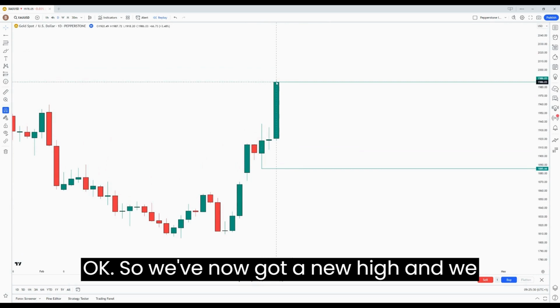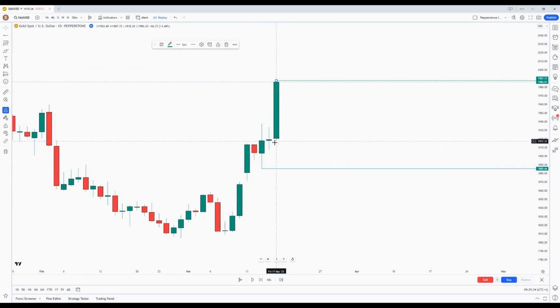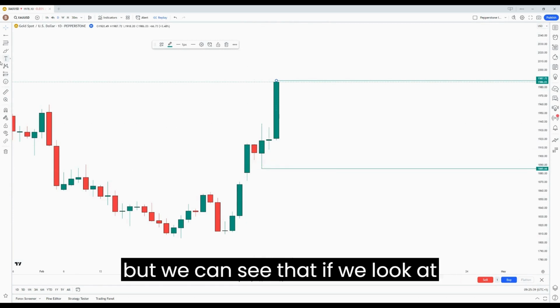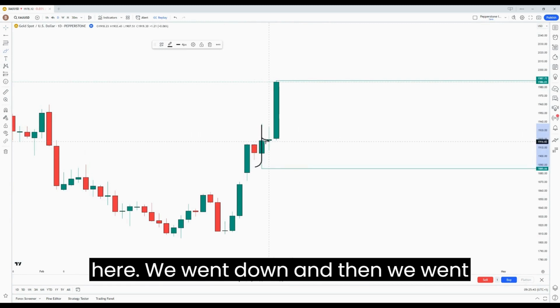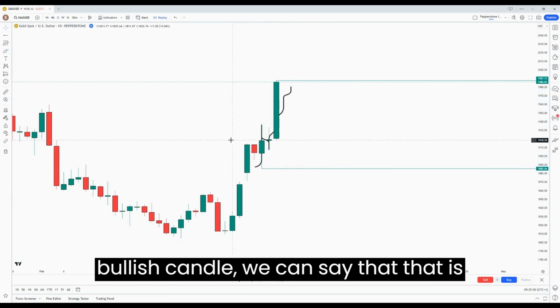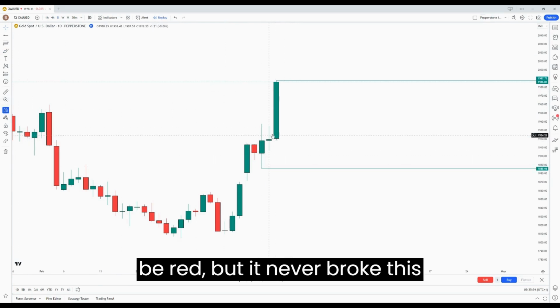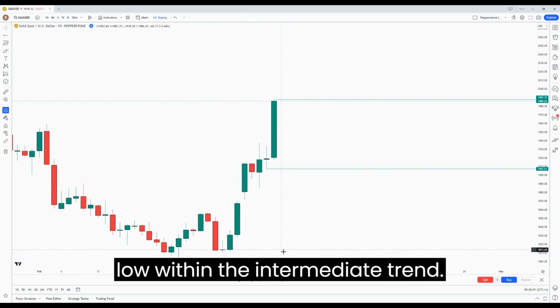Okay, so we've now got a new high, and we look for our last bearish low. Well, there is no bearish low, but we can see that if we look at price here, we went up, we closed here, we went down, and then we went up. So even though it's a bullish candle, we can say that that is our last low. Yes, it might not be red, but it never broke this high. So that makes it the last swing low within the intermediate trend.